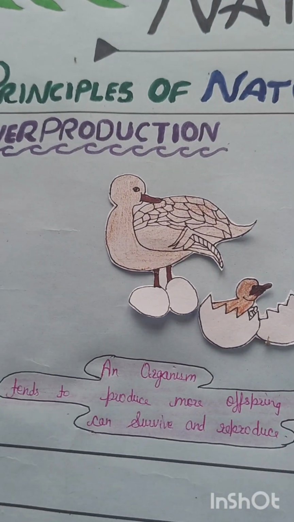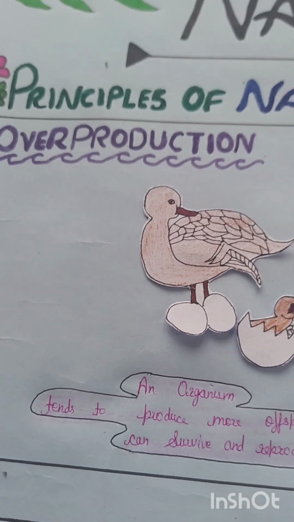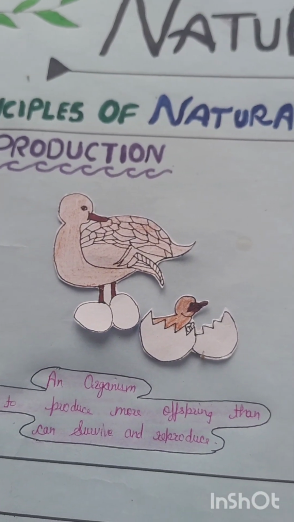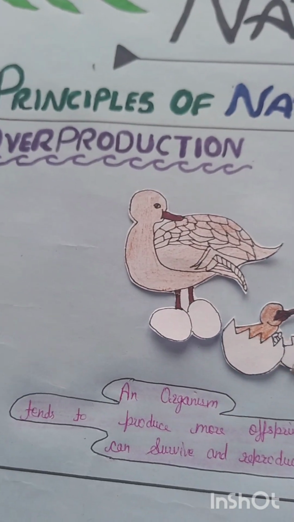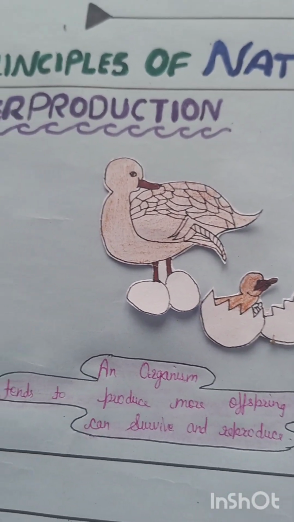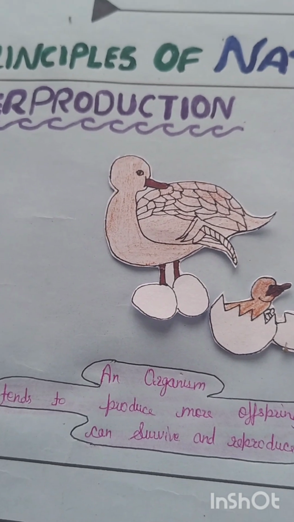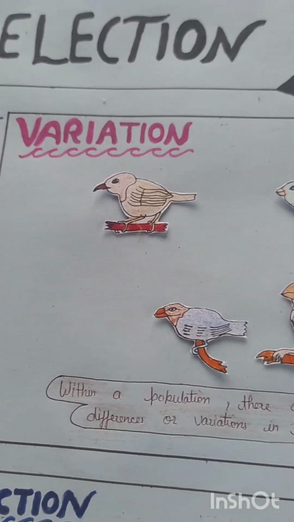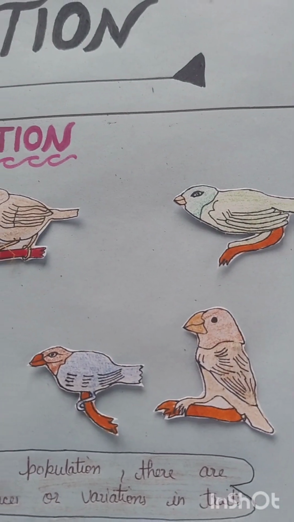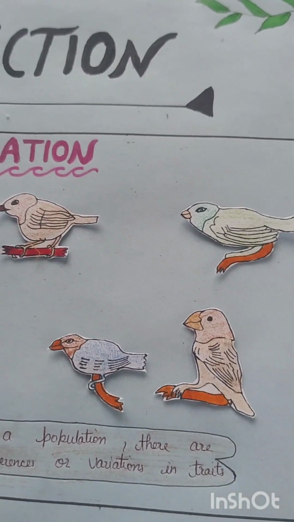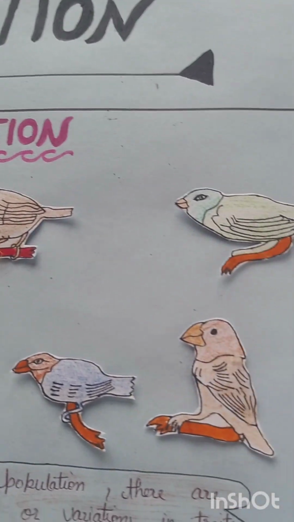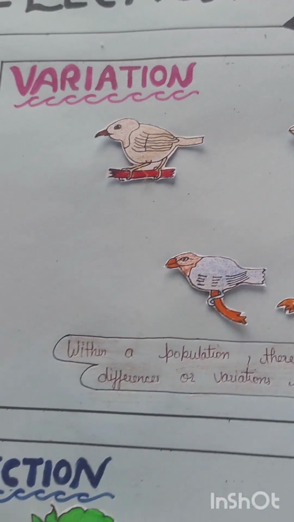First is overproduction. You can see that an organism tends to produce more seeds than survive and reproduce. So overproduction is beautifully designed, showing the 3D structure, which is pasted here. Then variation. You can see how within a population there are differences or variations in their traits. You can see these birds showing the variations.